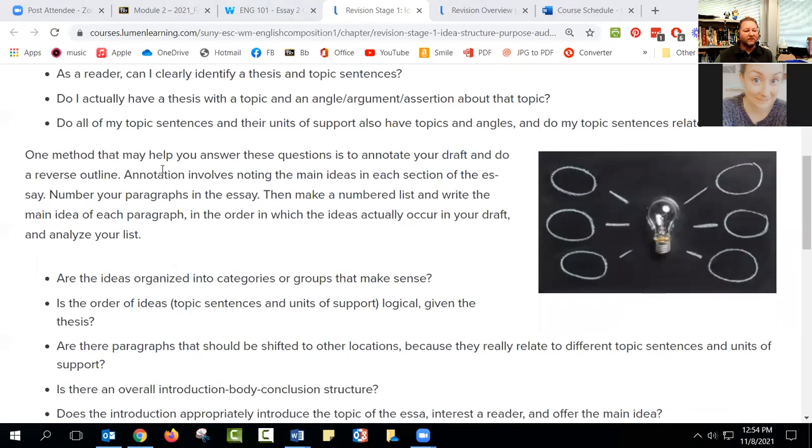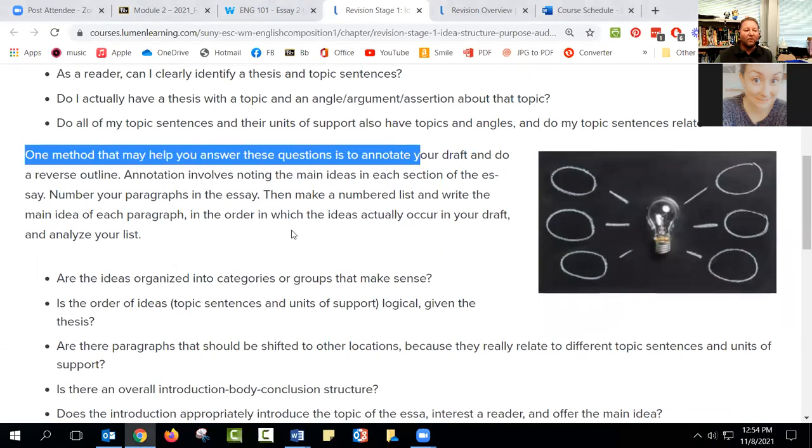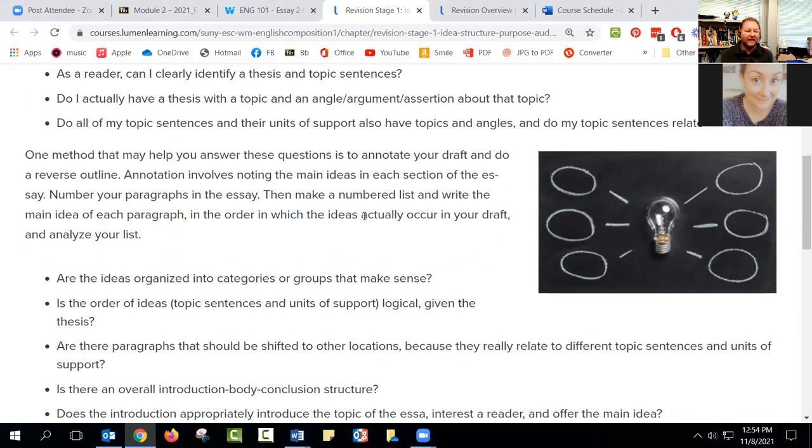Okay. So it says here, one method that may help you answer these questions is to annotate your drafts and do a reverse outline. Annotate is just fancy for taking notes on the page. So, you know, if you print out your essay and you mark up the margins, you circle things, you underline things, you highlight them, you're annotating your own essay.